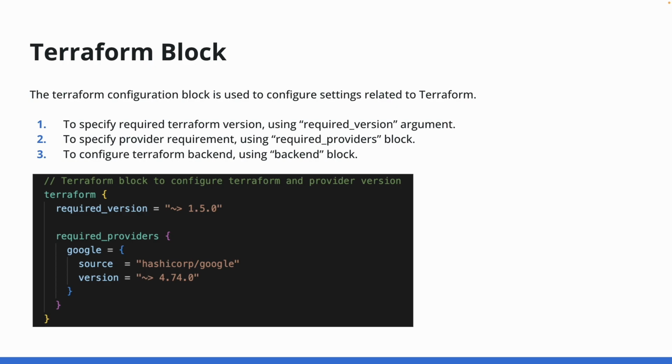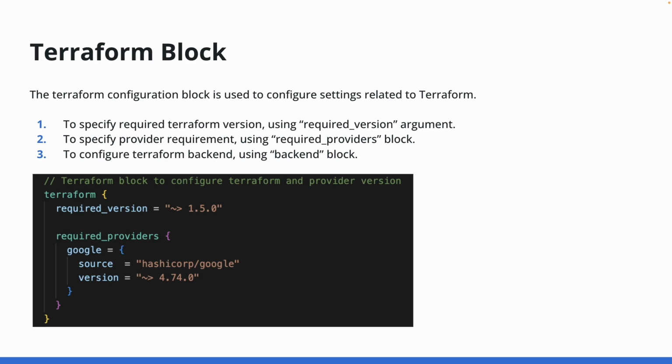So in this example, I mentioned that the required version of Terraform should be 1.5.0. So basically I have applied a configuration that my Terraform code will only execute for this particular Terraform version. Now the second thing is that you can also provide the provider requirement using the required_providers block. Say, for example, I want to deploy resources in Google Cloud Platform, then I need a provider to interact with Google Cloud Platform.